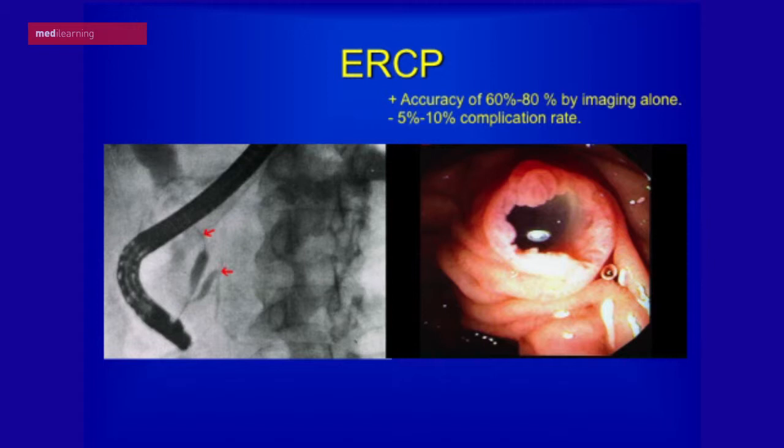ERCP has a role as well. The main duct IPMT classically has that fish mouth appearance, and you may actually see mucin discharging from the main pancreatic duct itself. However, that's not going to be there in every case of main duct IPMT, and certainly ERCP isn't going to be of any benefit for a cystic tumour within the tail or even within the body of the pancreas. As I said already, PET unfortunately doesn't have a role to play in this condition.